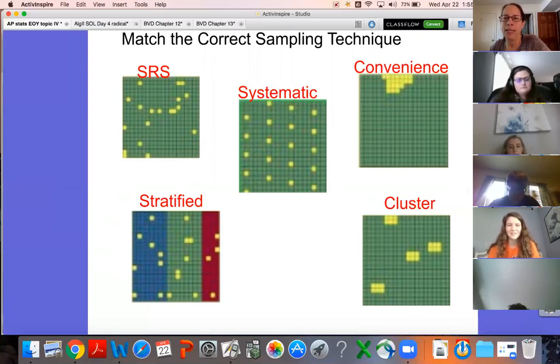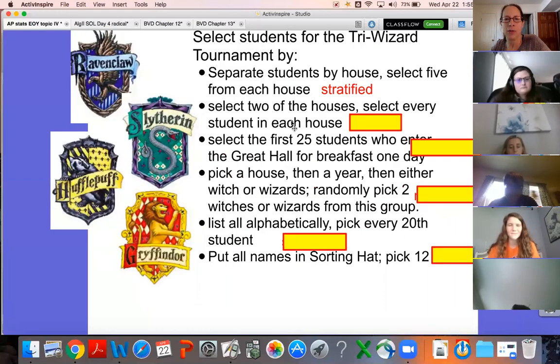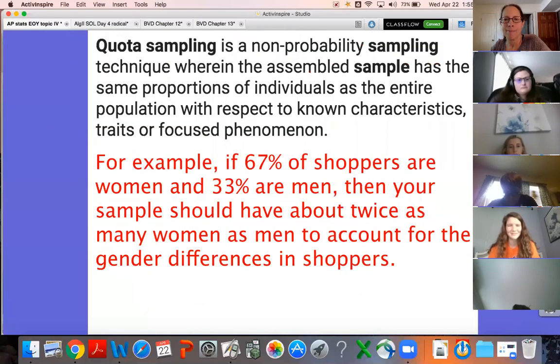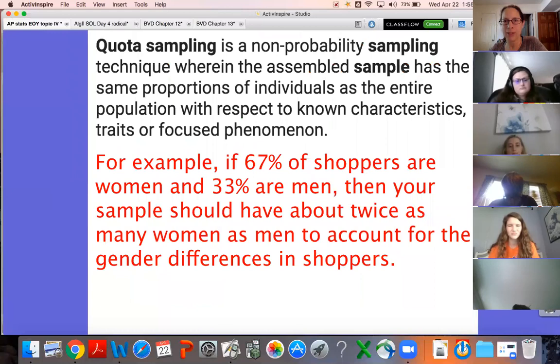Yeah. I'm taking 2 entire houses and getting everybody in that house. Is that systematic? Everybody, the entire house. So I can't just skip 3 people and then take the 4th, because then I would be skipping 3. Everybody in that house has to be done. Cluster? Cluster.